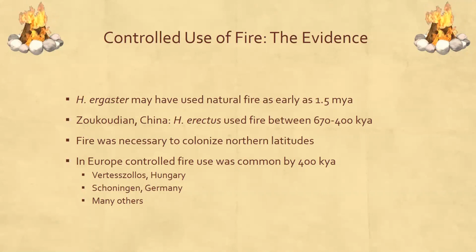So our ancestors needed to be able to figure out how to produce fire at will and to control it in a way that could help them survive, in a form of pyrotechnology. In Europe, controlled fire was definitely used by 400,000 years ago at sites in Hungary, at Schöningen, Germany, and there are many other examples that we can talk about where we have evidence that our ancestors were able to produce fire.